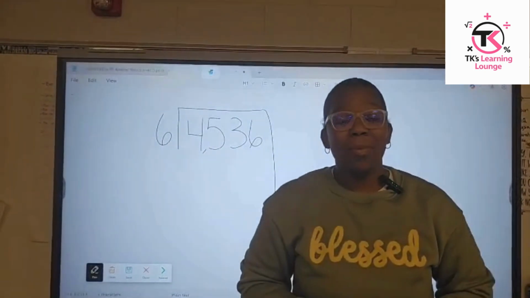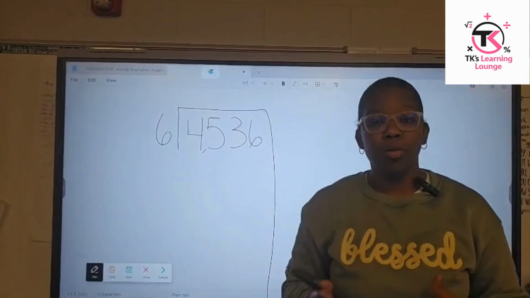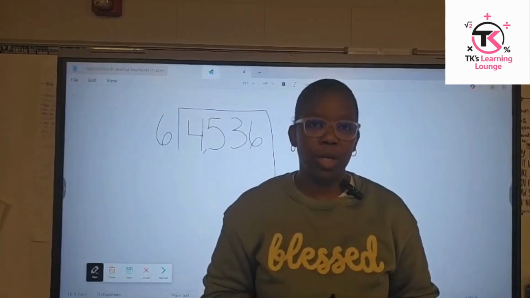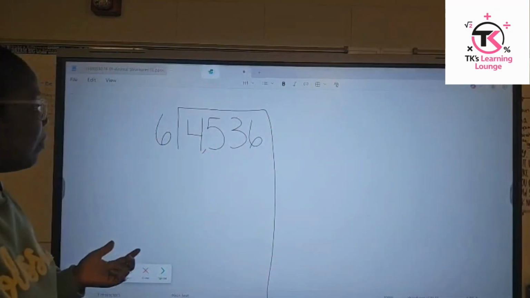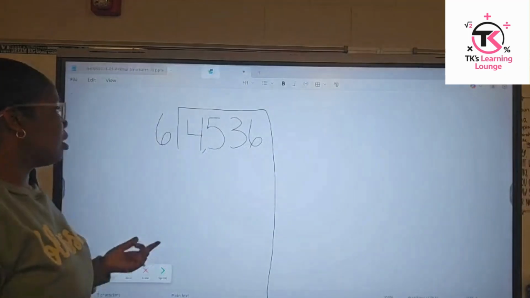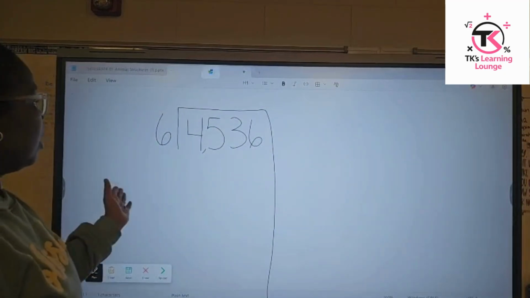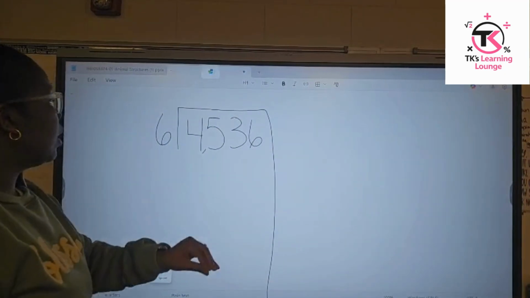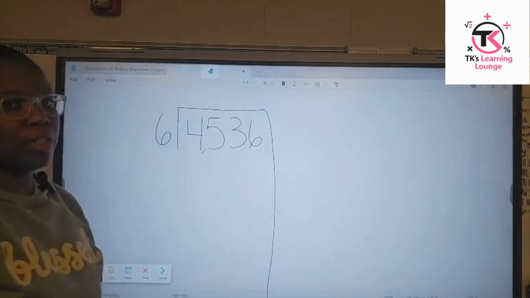Hi, in today's math video, I'm going to be explaining how to use partial quotient in order to solve a division equation. So for our example, we have 4,536 divided by 6. And the way we do partial quotient is we start by thinking about what friendly number can we use that's going to get us close to 4,536.